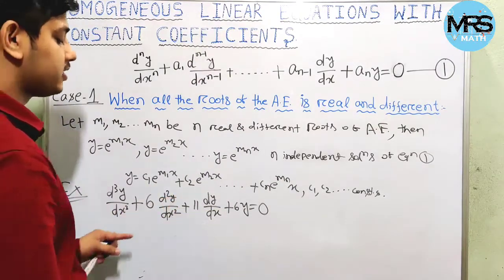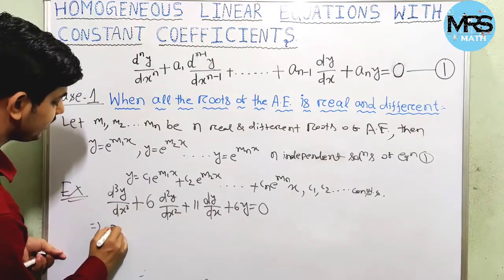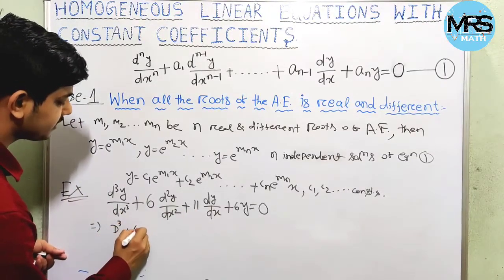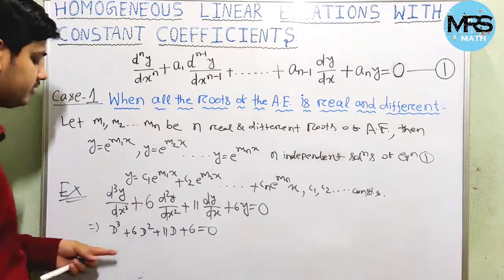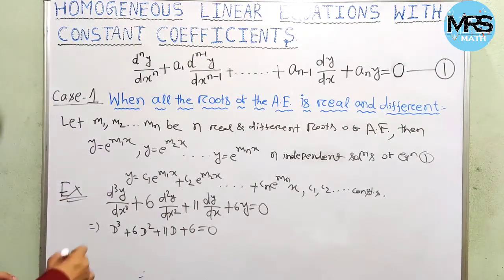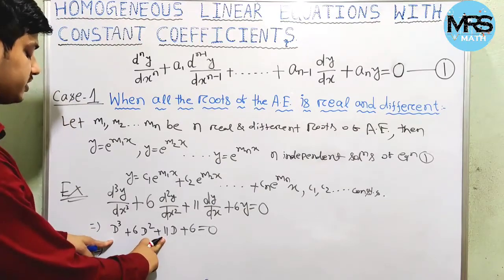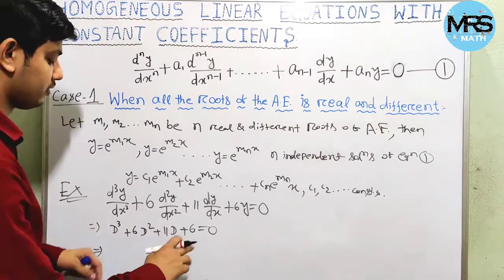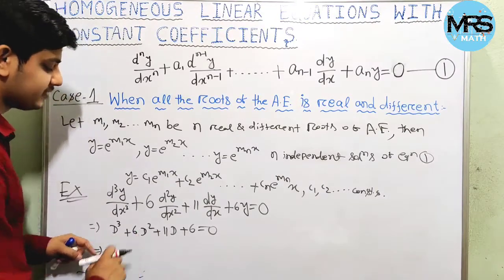So if you find the solution of this equation, then we can write d cube plus 6d square plus 11d plus 6 equal to 0. So this is the auxiliary equation in this case. So how can we get the root of this cubic equation? If you substitute minus 1 here, then this is minus 1, this is minus 11, so this is minus 12 and this is plus 12. So we can write that minus 1 is a root of this equation.